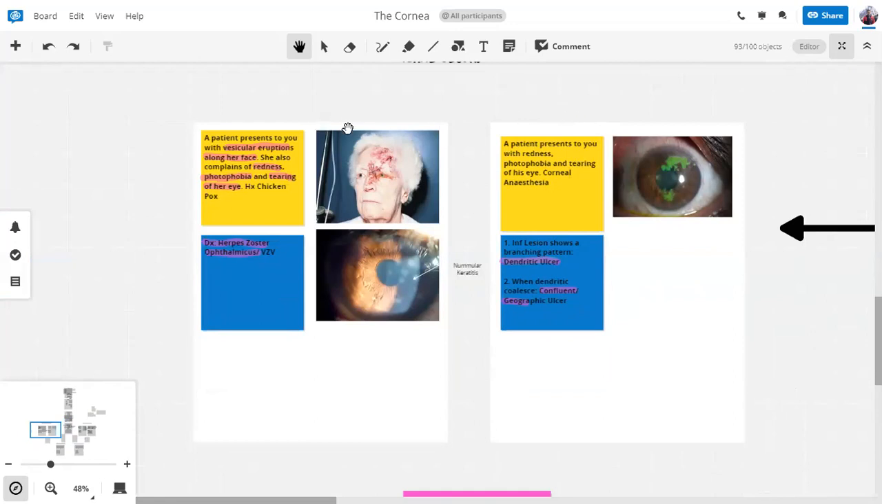Next, any other context clue? Is there a history of chicken pox? Is there a history of vesicular eruptions around the face? If there is, then it's herpes zoster ophthalmicus.